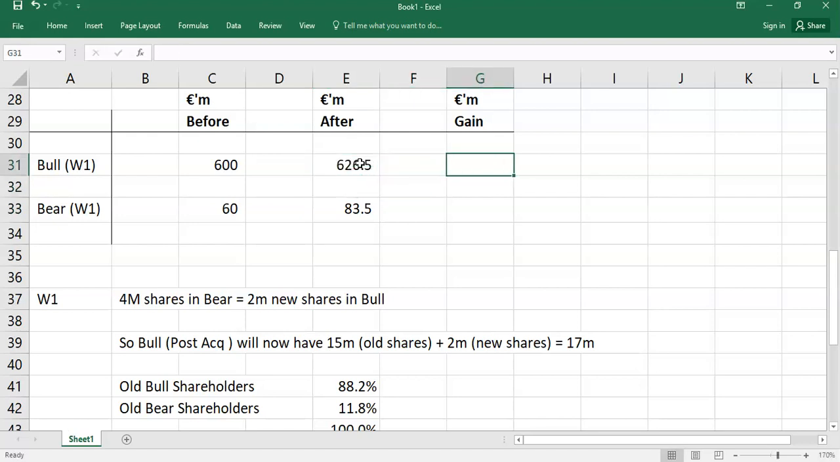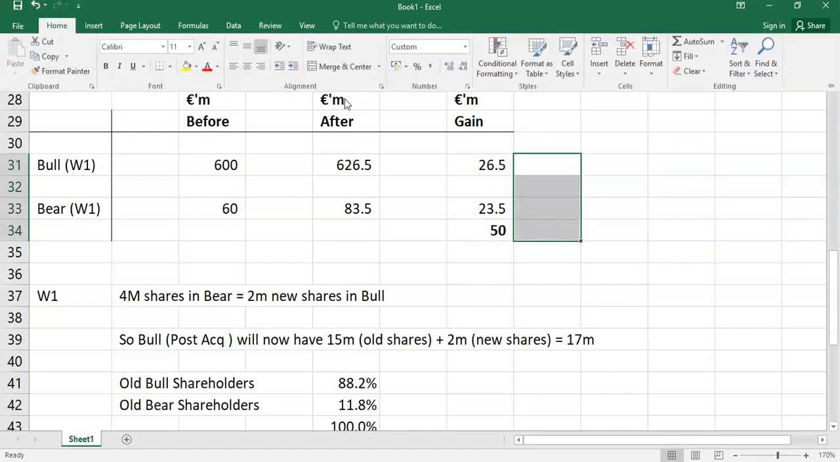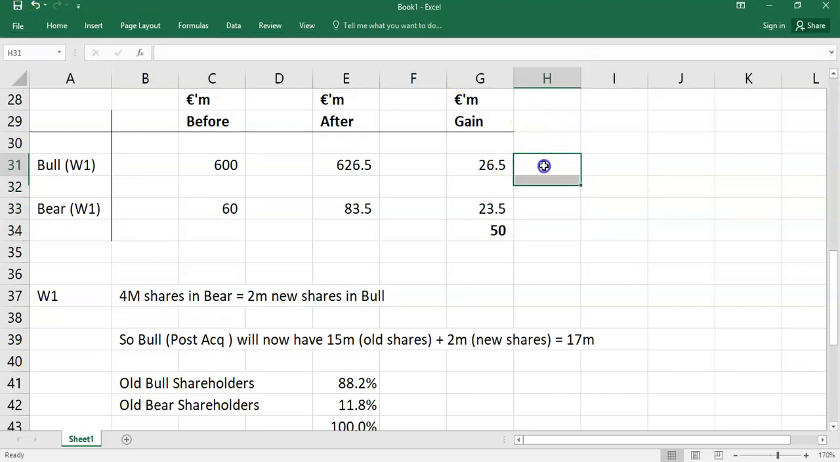626.5. So the gain here, 26.5, because it's 26.5 bigger than before, and the gain here, 23.5. But if you look, when you add them up, still 50. So you're still allocating out the portion. What's happening here now is there's a different gain on the synergies in each one. So this one captured more than half. It captured 53%. This synergy here, that captured 47%. So it's nearly an even split of the synergies overall.